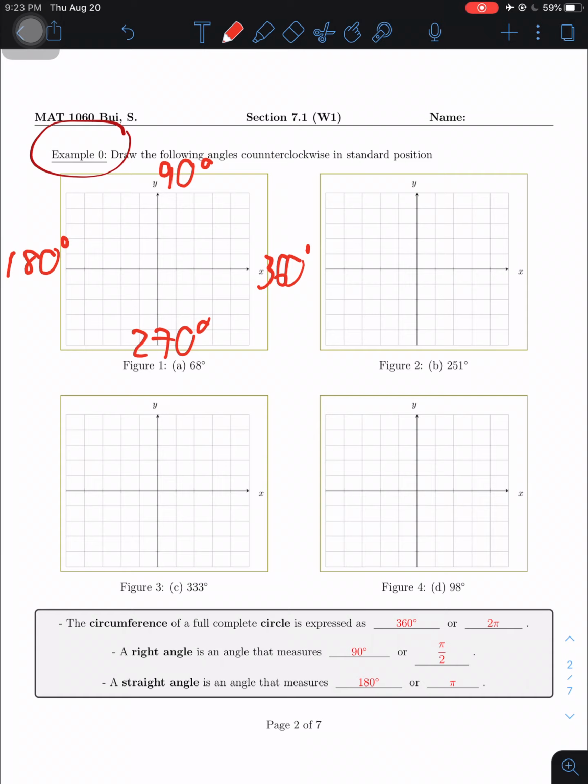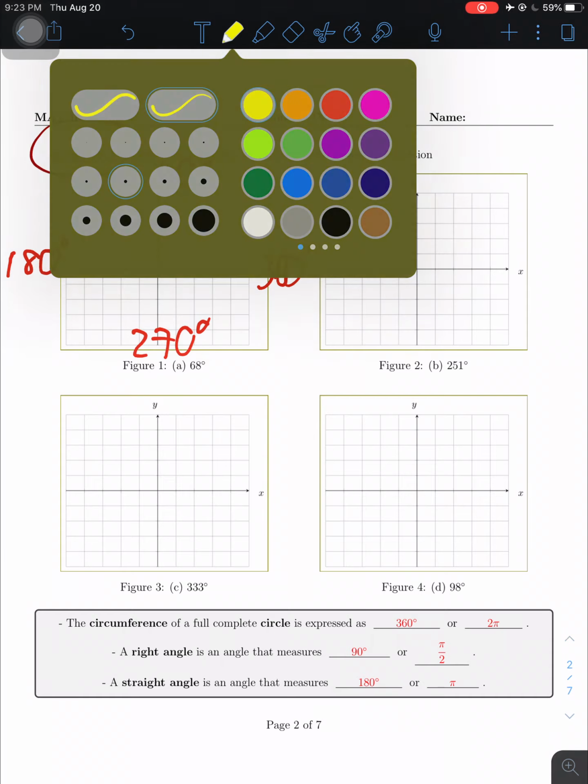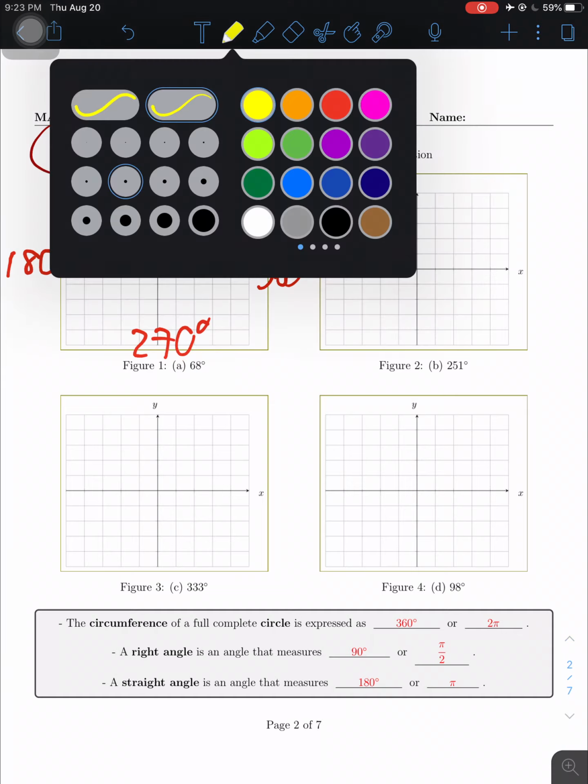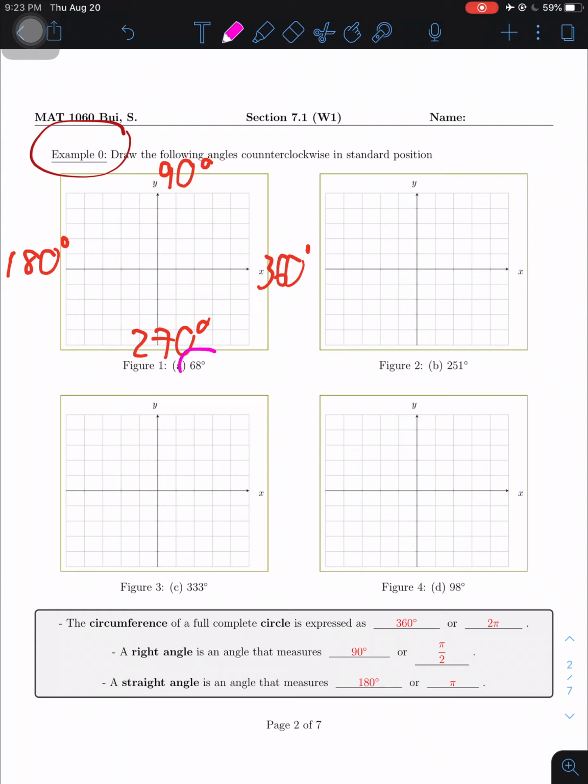So the question here is asking us to draw 68 degrees. Okay, this is a bad color, so let me change it to, I don't know, pink, maybe? Okay, this is better. 68 degrees. 68 degrees here is a little bit less than 90, right? So 60 is around 2/3 of 90. So I would say it's closer to 90 rather than 0. So I would say it's right here. We have a vertex, and then we have a ray, and then the measure of the rotation from here to here, positively counterclockwise, is 68 degrees.